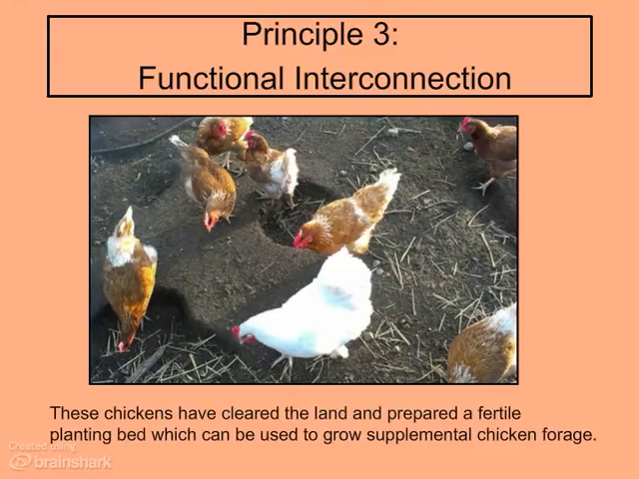mustard, or comfrey. After the forage crops have grown to full size, the chickens can be allowed access to the forage area. In this scenario, the waste products from the chickens serve as the fertility to grow the crops, and the crops provide the food for the chickens. After the chickens eat the forage, the cycle can be started once again.